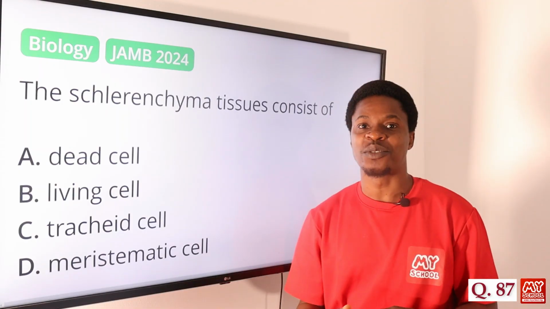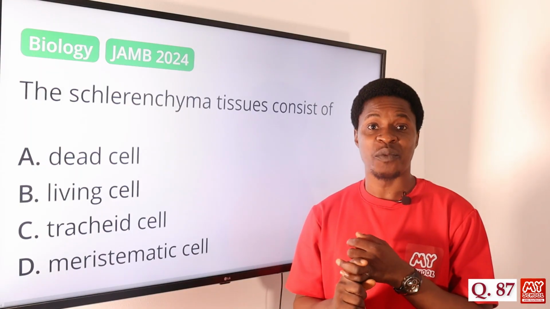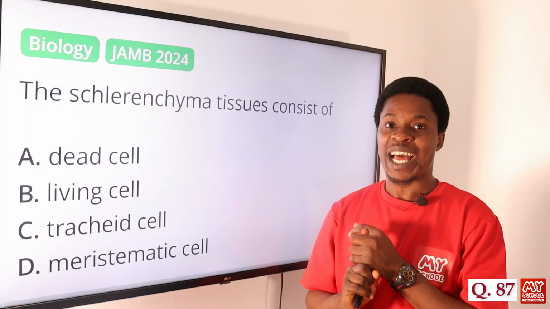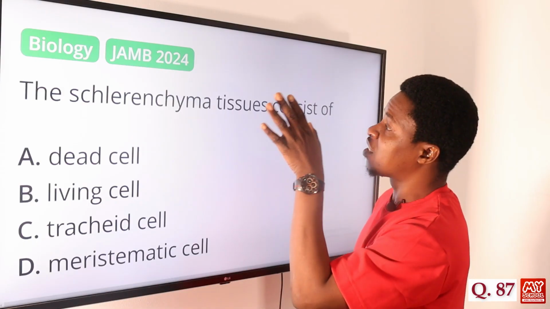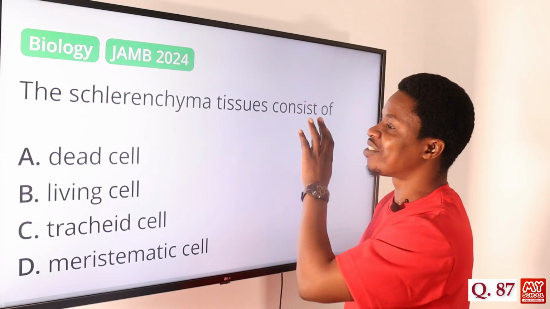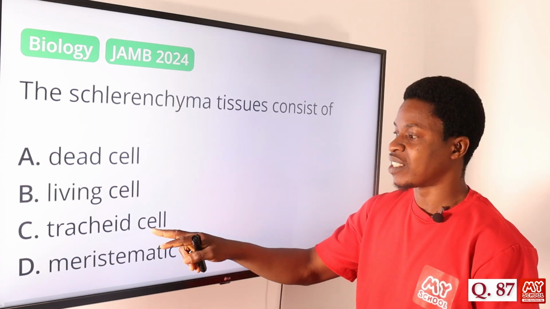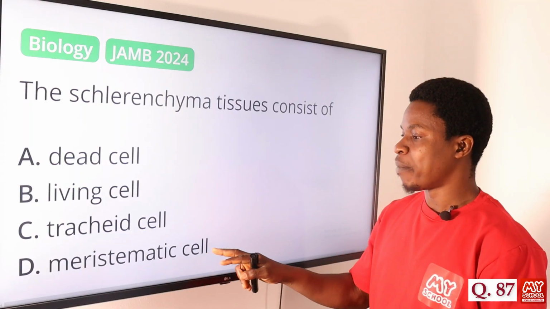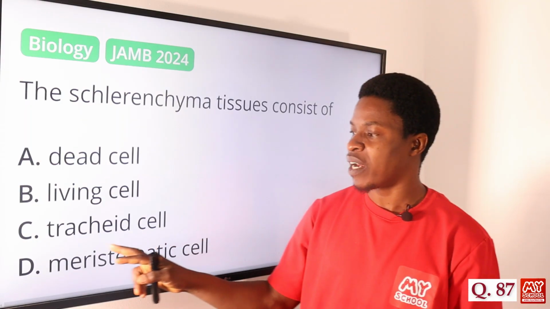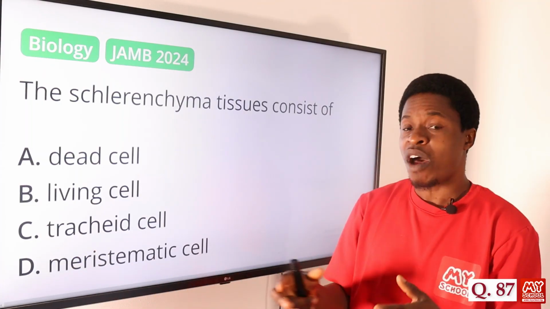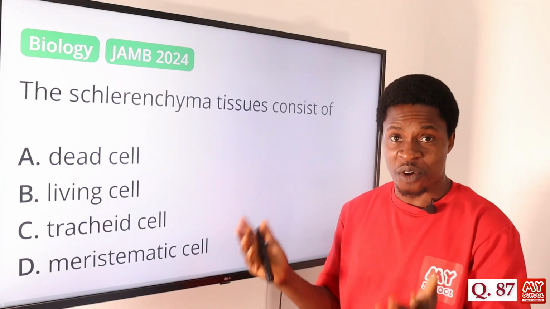The sclerenchyma tissues, don't forget we have the sclerenchyma, we have the parenchyma, we have the collenchyma, that are present in the plant that helps in what? Support. So we have the sclerenchyma tissues usually consist of the dead cell, the living cell, the trichite cell, the meristematic cell. Usually the meristematic cells, we have the parenchyma cells. Some of the parenchyma cells are meristematic, not all of them.